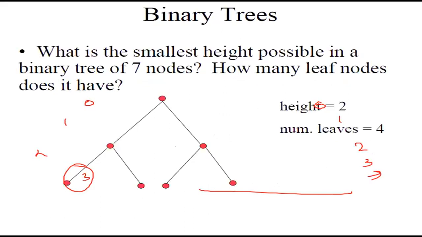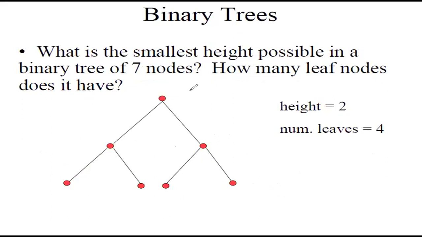Next we have, what is the smallest height possible in a binary tree of 7 nodes? How many leaf nodes does it have? So if we have 7 nodes, that means the height will be 2: 0, 1, 2. And how many leaf nodes do we have? 4.